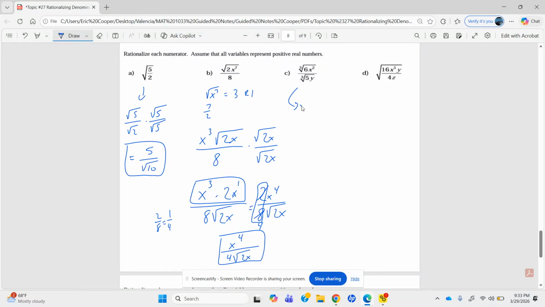Here we have a cube root. So again, whatever we do, we're going to multiply it 3 times. We're doing the numerator again. So we're going to multiply everything in the numerator times itself 3 times. And the same for the bottom.